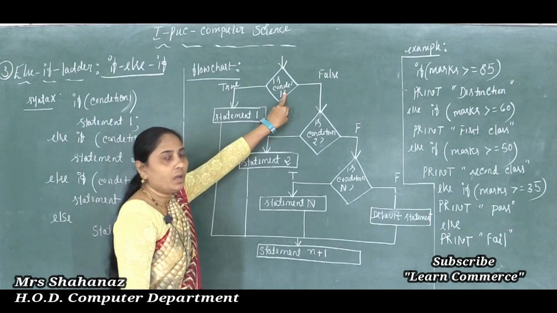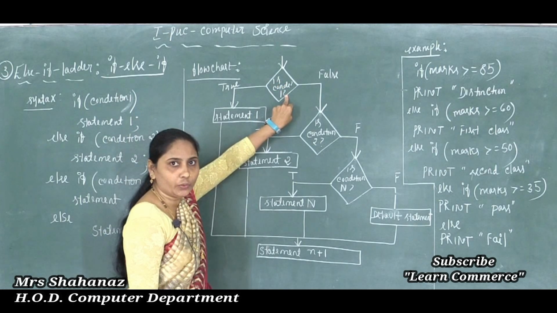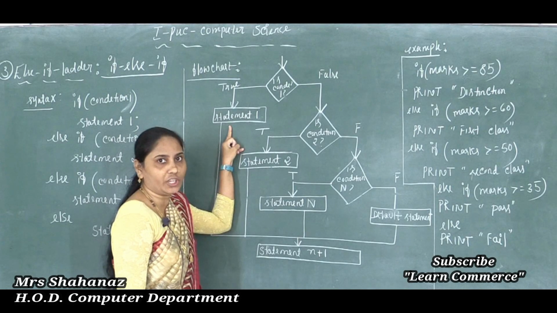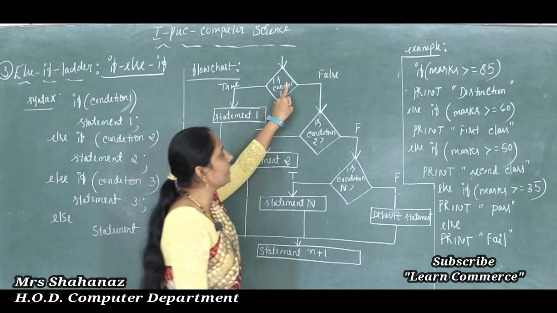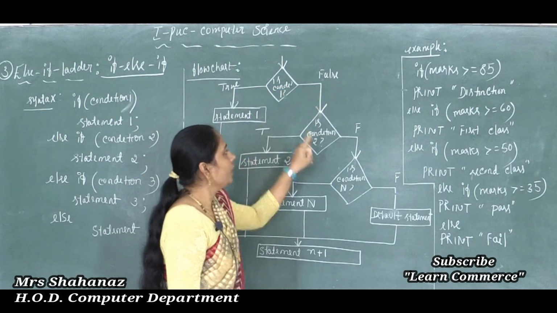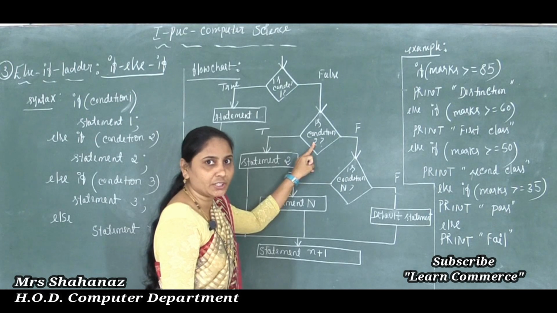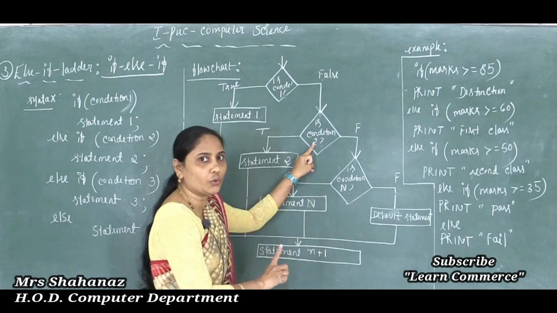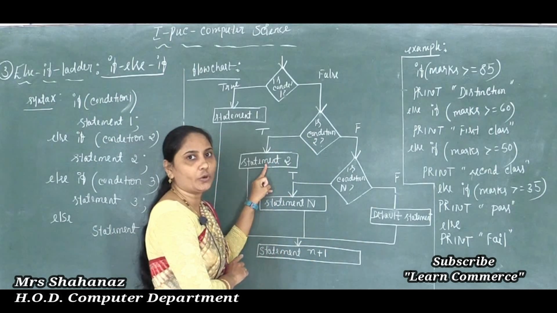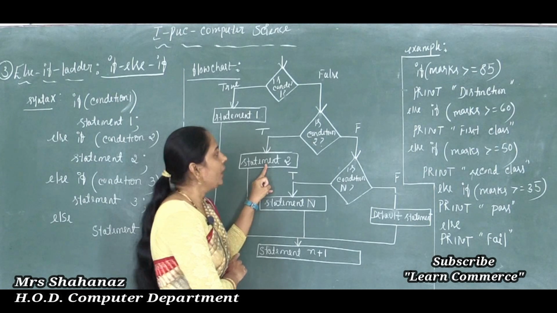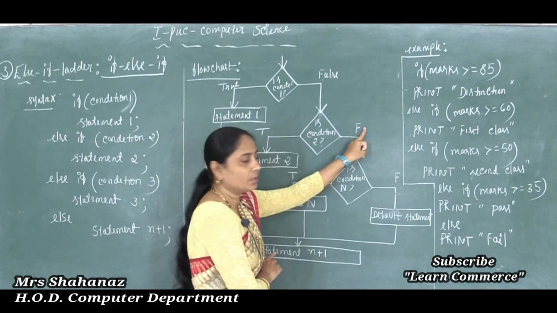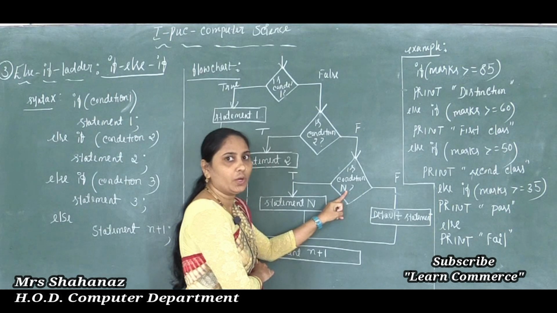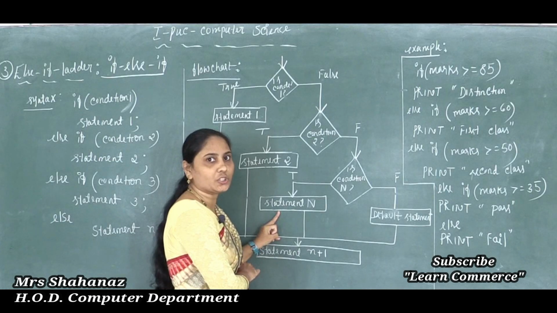So working: if condition 1 is true, statement 1 is going to execute. Clear this point here? If condition 1 is false, then condition 2 is checked. If condition 2 is true, then statement 2 is going to execute. Clear this point here? If condition 2 is false, condition n is going to be taken. If that condition is true, then statement n is going to execute.